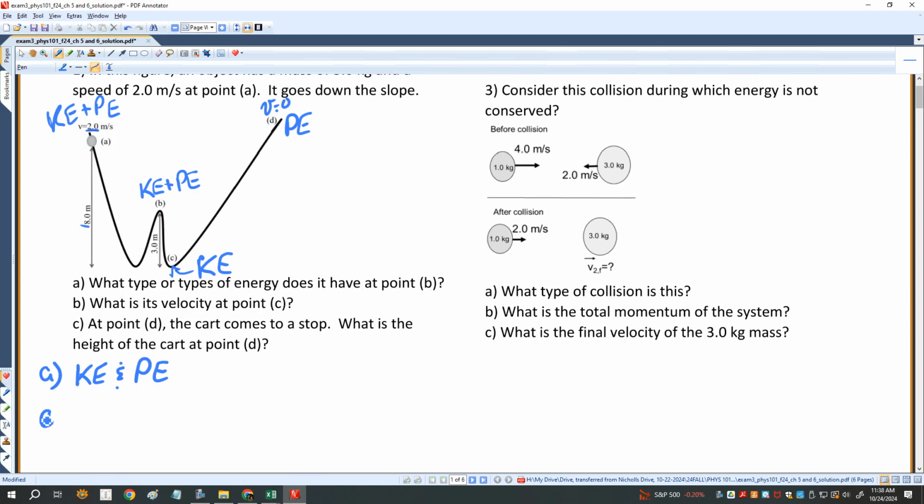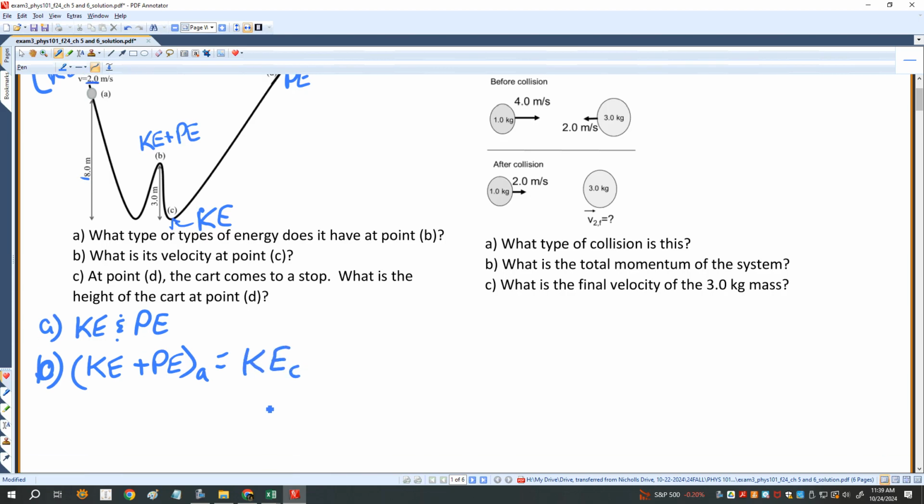What is the velocity at point C? So I would set the total energy, kinetic plus potential energy, at point A, where I know the speed and the height, equal to the energy at point C, where I only have kinetic energy. So I can begin to put in those values. 1/2 of m times 2 squared, plus m times g times 8 is equal to 1/2 m v squared. I'm looking for v. The m's cancel out.